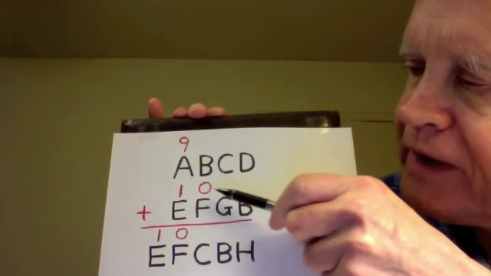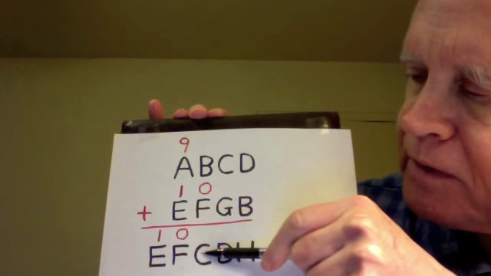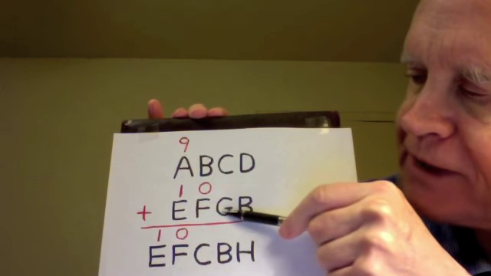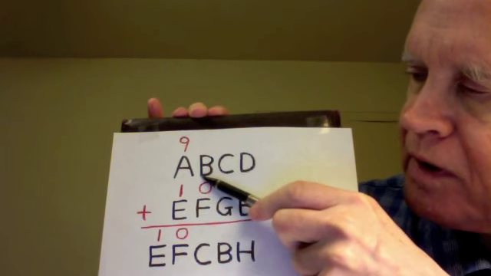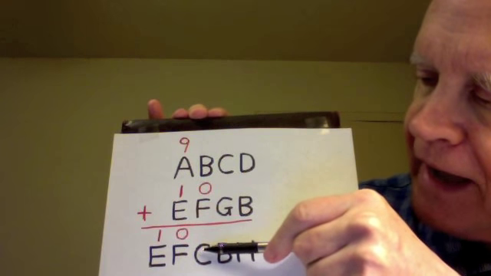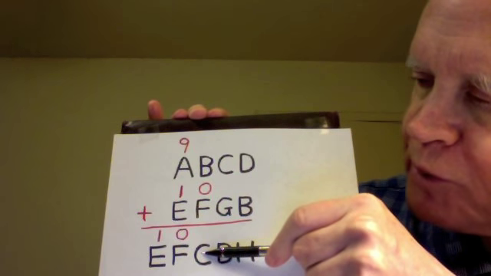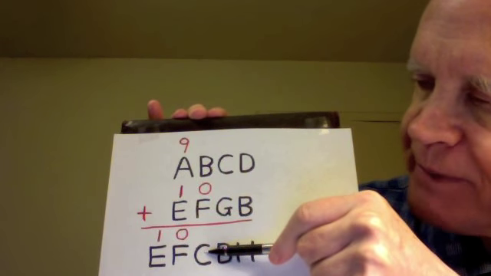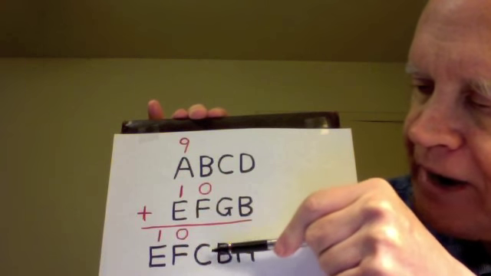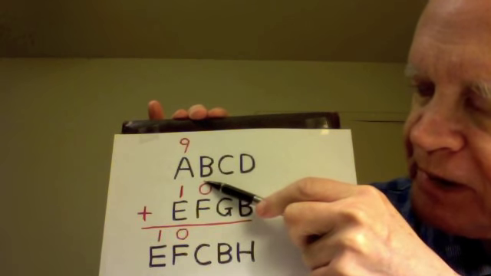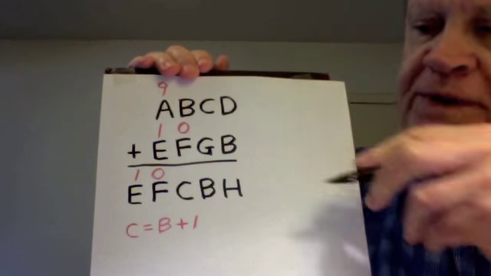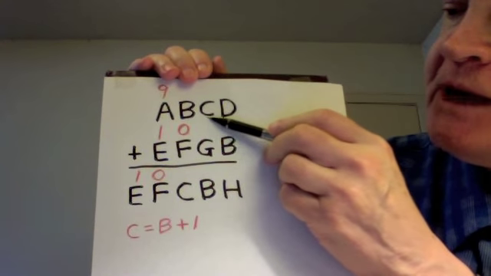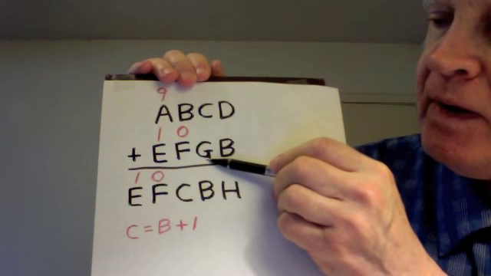So in the B plus F column, there must be 1 carried over from the C plus G column because B and C are not the same numeral. We're adding 0, so C must be 1 greater than B. So I'm going to write C equals B plus 1. So with C being 1 bigger than B, we look in the C plus G column.